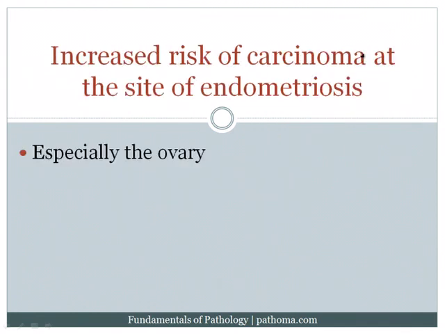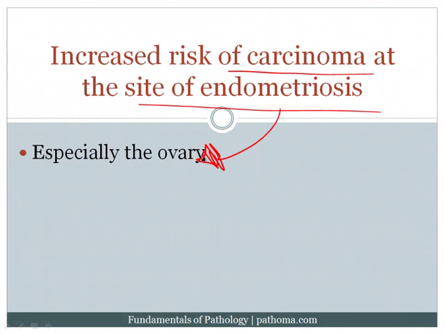One of the complications of endometriosis, along with the clinical signs and symptoms, is that there is an increased risk for carcinoma at the site of endometriosis, especially the ovary. And this is going to come back a little later in our discussion, so it's nice to bury this away in our minds now. An increased risk of carcinoma at the site of endometriosis, especially when it involves the ovary.